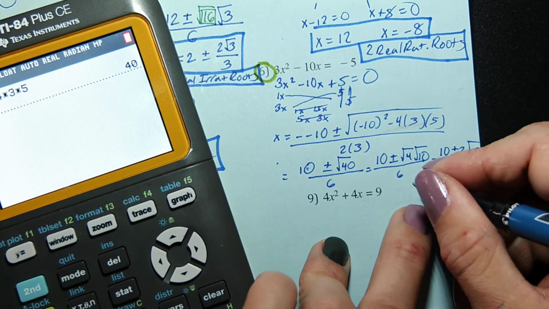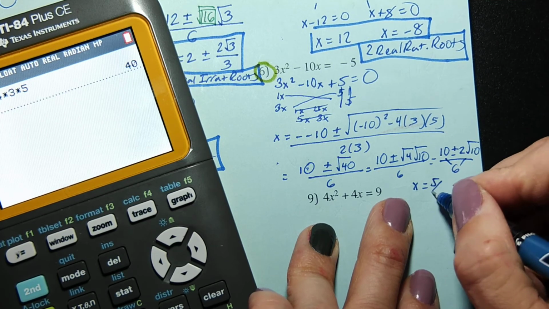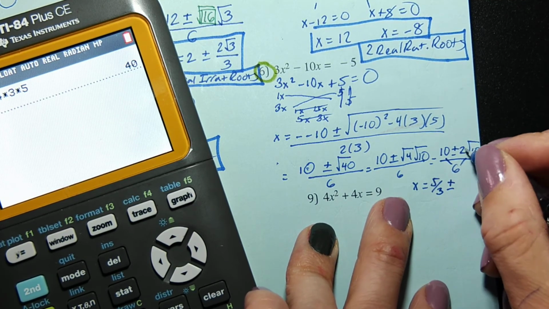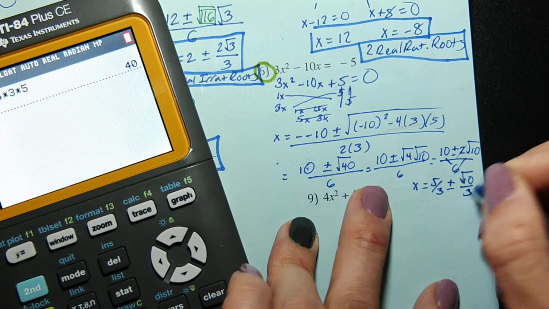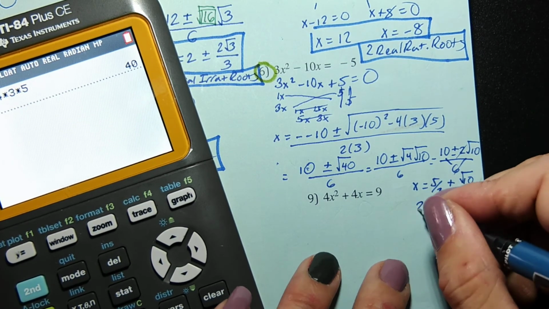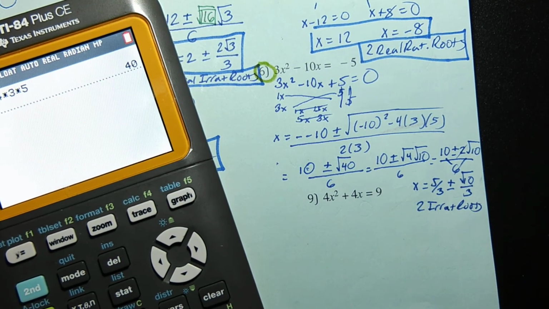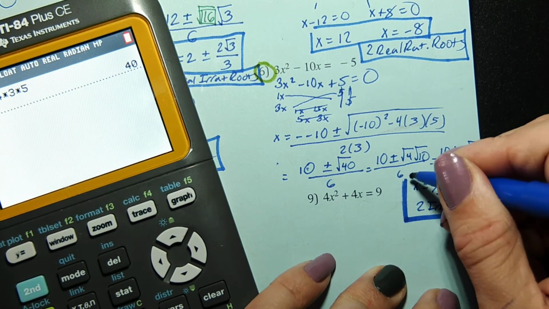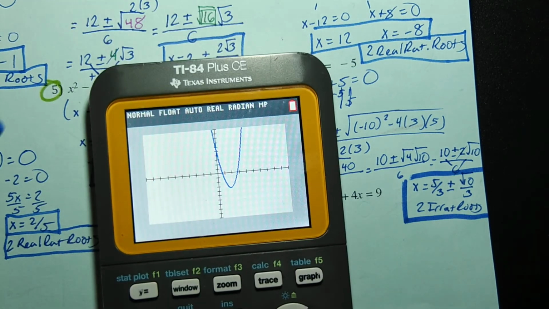Division distribution. And I get divide by 2, 5 thirds plus or minus. Take a 2 out of both of those. Square root of 10 over 3. Yuck! 2 irrational roots. And if I were you, I'd go, those are kind of nasty. I'd sure like to check myself.